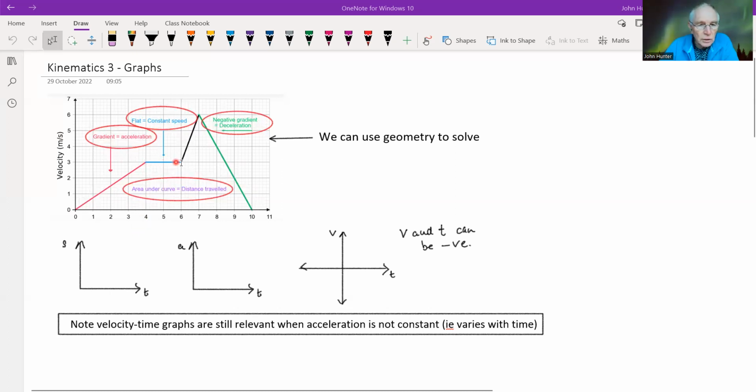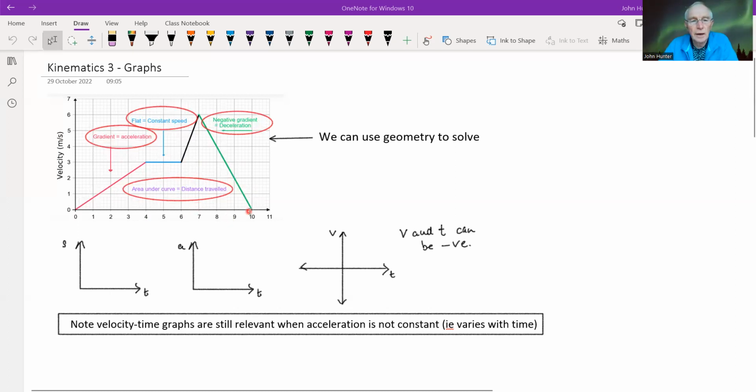If we just look at this section here under the light blue line, distance equals velocity times time. Well, the height is the velocity, the base is the time. So if we multiply the base times the height, we're multiplying velocity times time, and therefore the area is the displacement, or distance in this case. And then we've got the same thing here. We're dealing with triangles, so half base times height in those situations. So that is a velocity time graph.